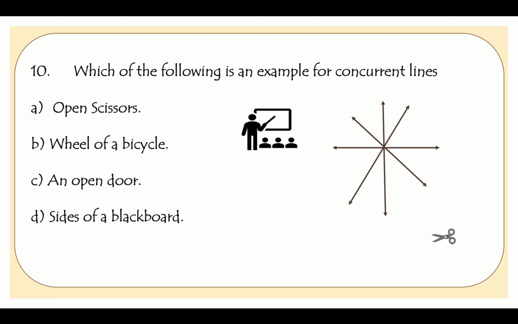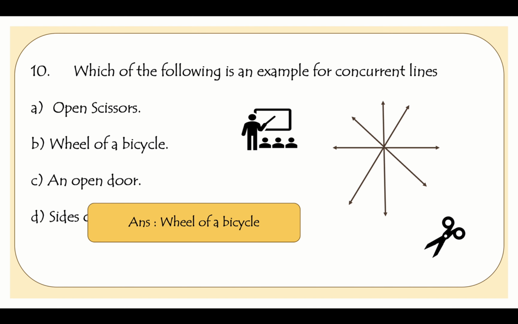My next question is, which of the following is an example for congruent lines? Open scissors, wheel of a bicycle, an open door, sides of a blackboard. Open scissors is an example for intersecting lines. An open door is an example for angle. Sides of a blackboard, it is an example for parallel lines. If you recollect the definition of congruent lines, three or more lines passing through one point, then those lines are called congruent lines. Wheel of a bicycle, if you observe the spokes, they are meeting at one point. So wheel of a bicycle is an example for congruent lines.